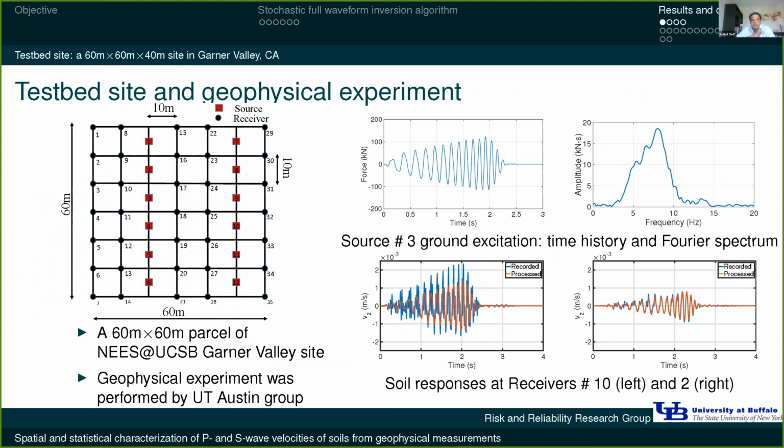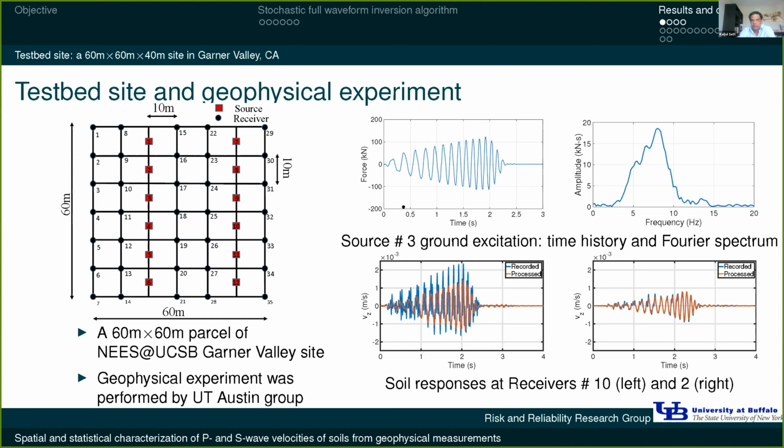So here are the details of the testbed site and the geophysical experiment. The site is a 60 meter by 60 meter parcel of the NHERI at the UCSB Garner Valley site. And the geophysical experiment was performed by the UT Austin group there. These red squares denote the source locations, and the black circles denote the receiver locations. At each source location, the UT Austin T-Rex shaker was placed and used to excite the ground, and at all the receiver locations, the soil responses were recorded.